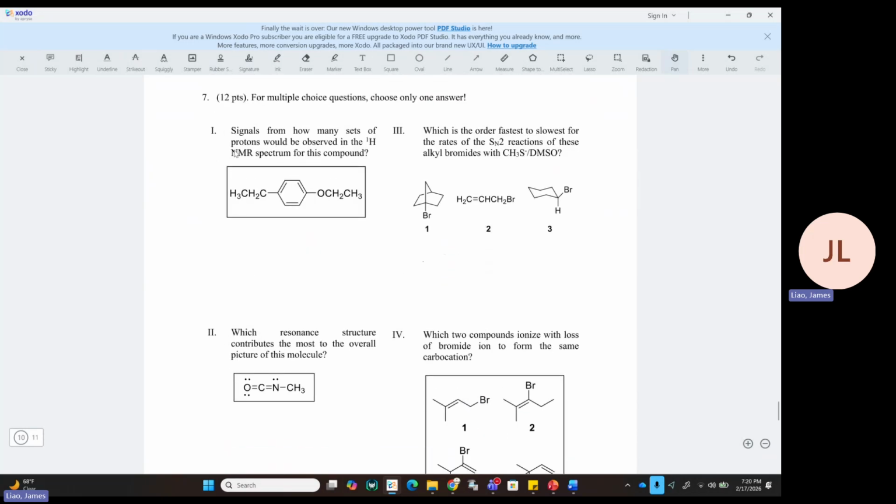We need to figure out how many signals from how many sets of protons will be observed in this proton NMR from this compound. So we're just trying to figure out how many distinct signals we can get from this molecule. Let me go ahead and draw this out. There's a hydrogen right here, right here, right here, and right here. And what we can see is that this is para-substituted. That means we're going to have some equivalencies, which means duplicates that we count only as 1. So we have 1 right here and 2 right here, so we're going to have 2 signals from the benzene ring.